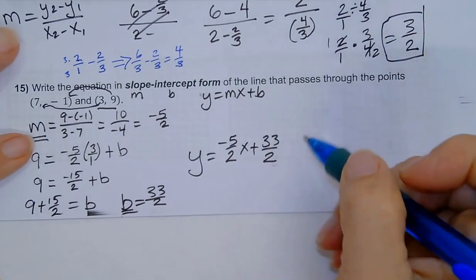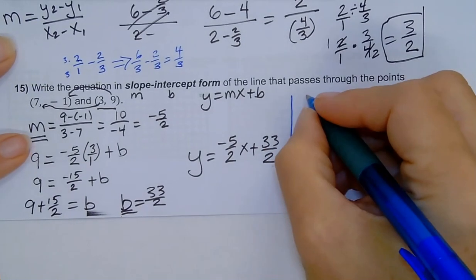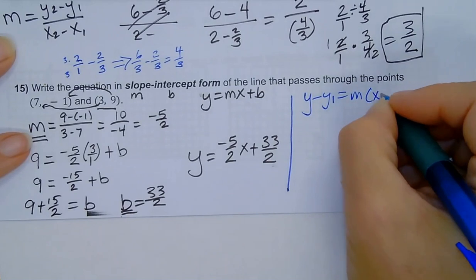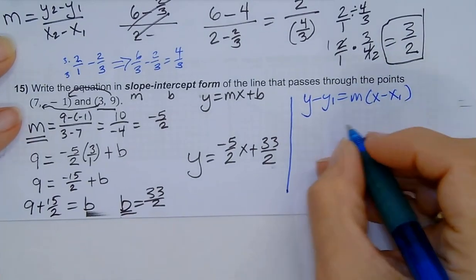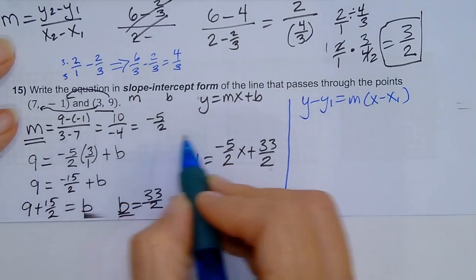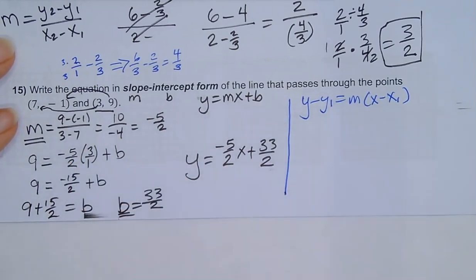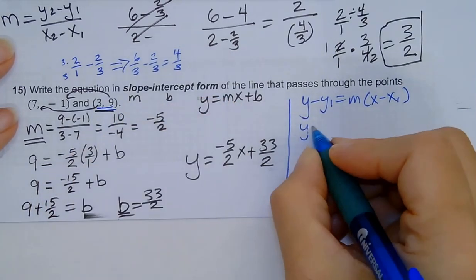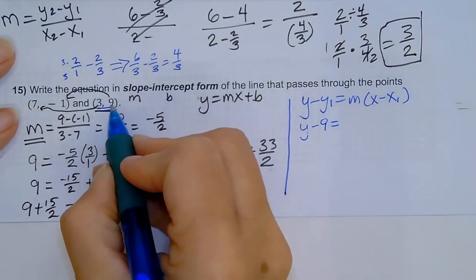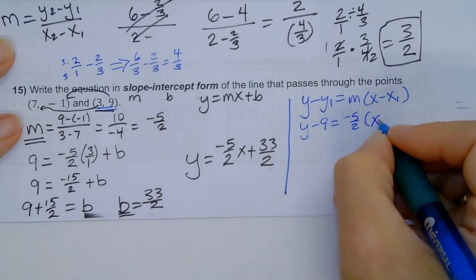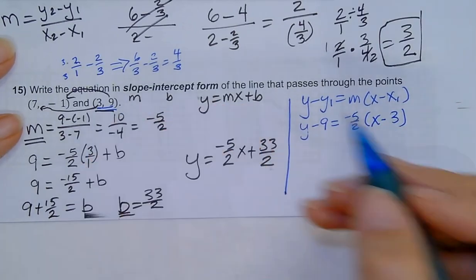Another way you could have done this is you can use y minus y sub 1 equals m times x minus x sub 1. That's the point slope form. You can use that once you find your slope, -5/2. You can plug in either point. I'm going to choose again the 3, 9 point because those are both positive. So I have y minus 9, that's my y, equals -5/2 times x minus 3. That was from my x.